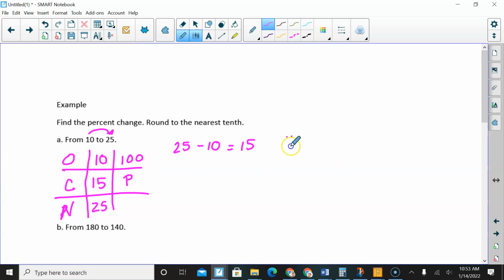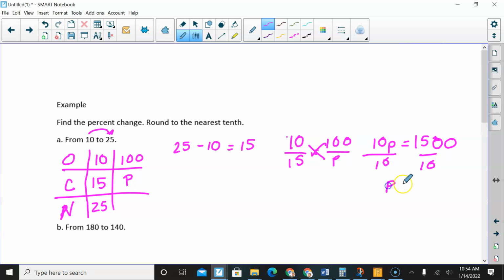So we'll cross multiply. 10 over 15 equals 100 over P. Cross multiply, that gives us 10P. And then cross multiply here, that gives us 1500. We divide both sides by 10. And then P equals 150% increase.